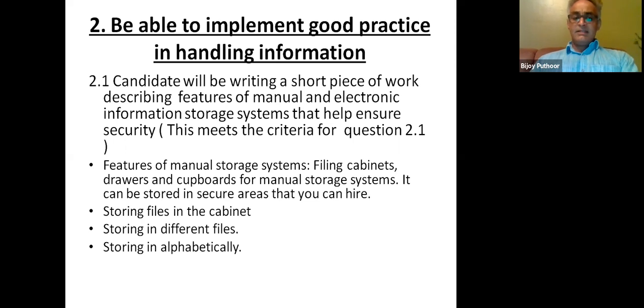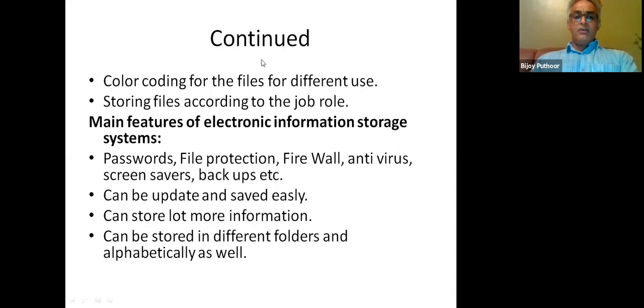So storing files in cabinets, you can have different files to make access a bit easier, and storing alphabetically serves the same purpose as well. Color coding of files for different uses. So if you've got a fire folder, it's going to be red in color. If you've got a memo folder, it's going to be yellow, which essentially means that people are able to identify and use those documents effectively.